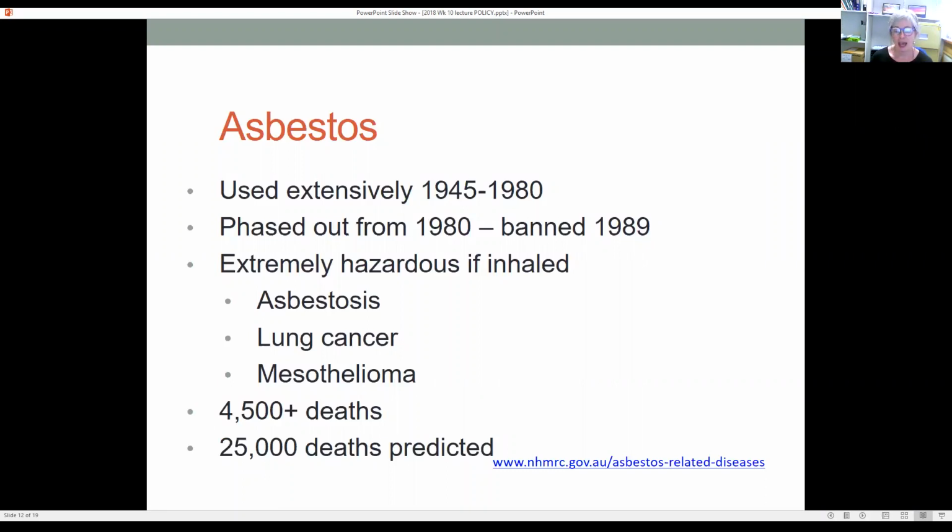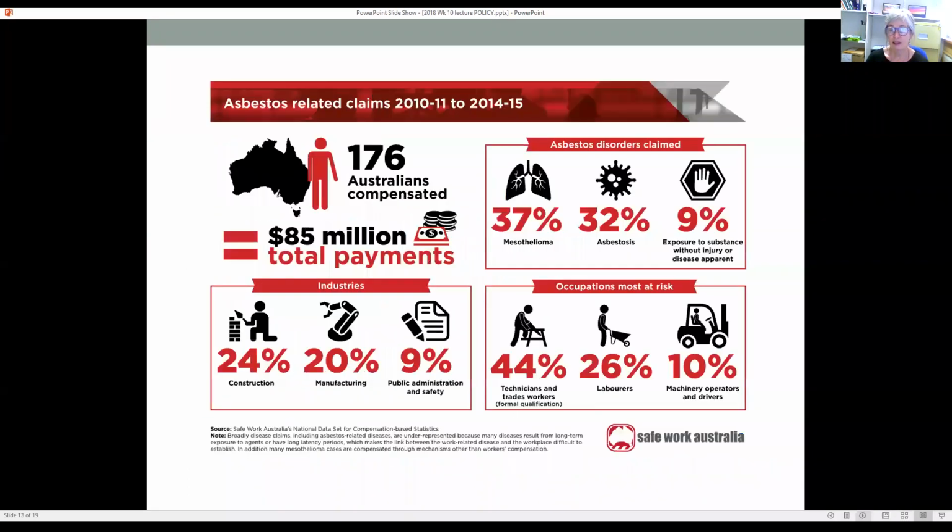Australia and the UK have the highest rates of deaths in the world because of the amount that we have mined, and of course the types, blue and brown, and it has caused a lot of deaths and problems. And of course with diseases such as mesothelioma, it can be 20 to 40 years after exposure before problems become evident.